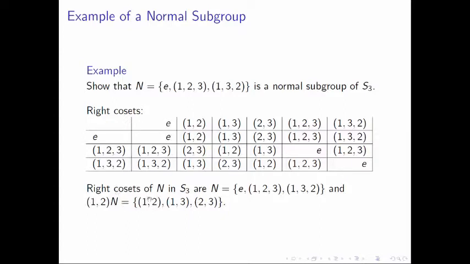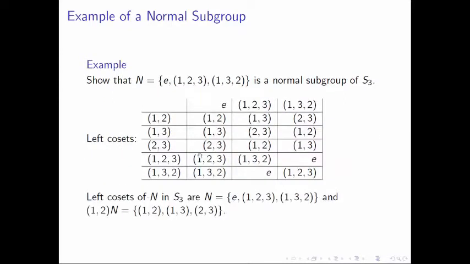However, in the left cosets, if we go back here, the element (2,3) belongs to that, but it is viewed as (1,2) multiplied by the element n, (1,3,2). That's the way that I obtain (2,3), thinking of it as being part of this coset. So (1,2) multiplied by (1,3,2) in the left coset gives me (2,3).